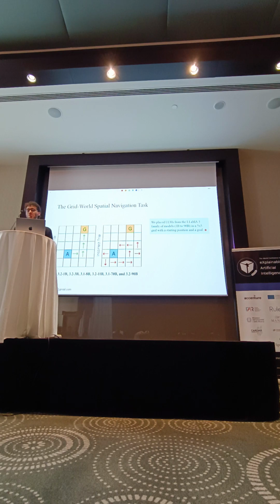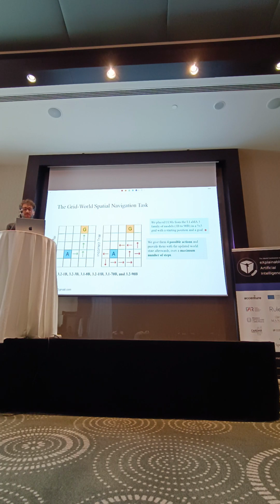To answer this question, we created the grid world spatial navigation task, which is basically a basic 5x5 grid in which we placed an agent controlled by an LLM from the Llama 3 family of models, from 1 billion parameters to 90 billion parameters. We give this agent a starting position, and we also place a goal somewhere in this grid. We give the LLM 4 possible actions, up, down, left, and right, and we provide it after each action with the updated world state over a maximum number of steps.